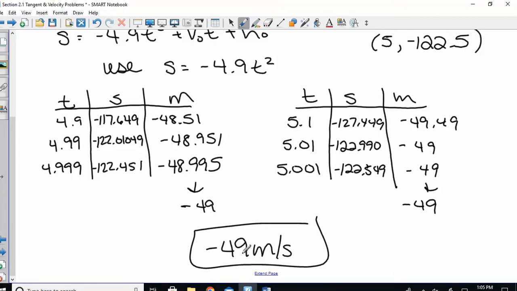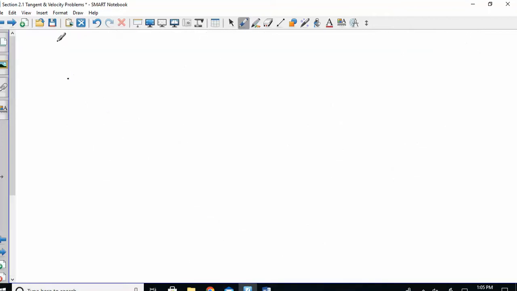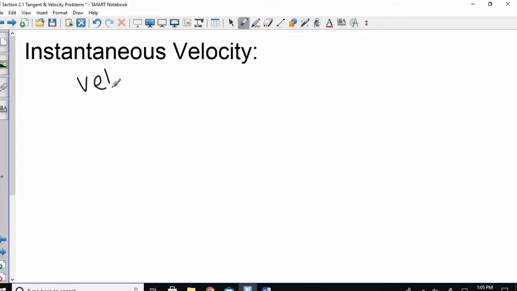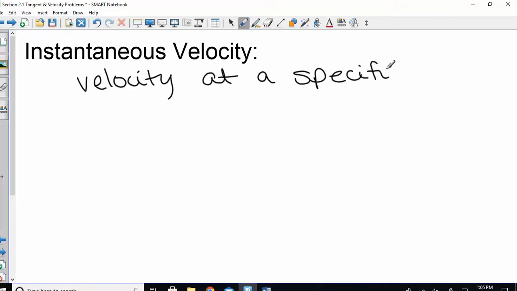So this is an example of what's called instantaneous velocity. That is the velocity at a specific point in time. And to find that velocity, what we were doing was looking at average velocities. We were taking the slope between 2 points. So the slope between 2 points is an average velocity.